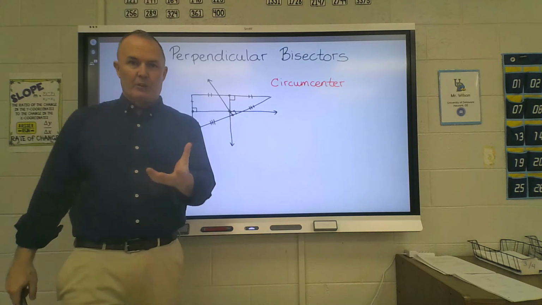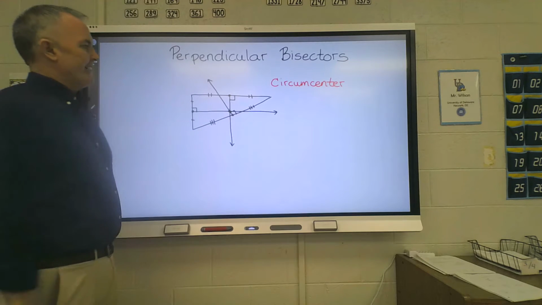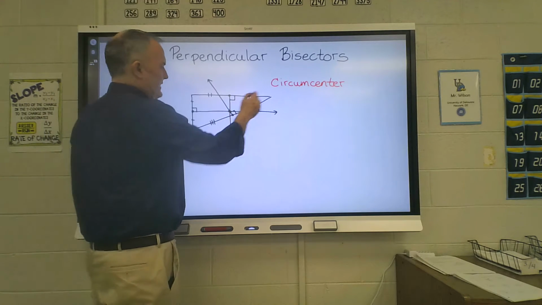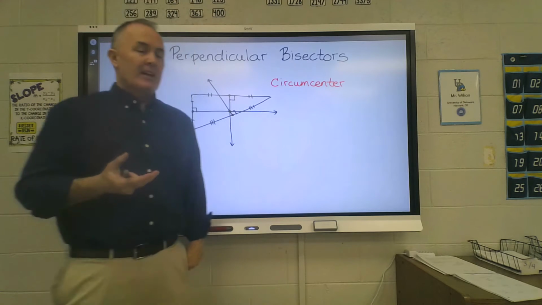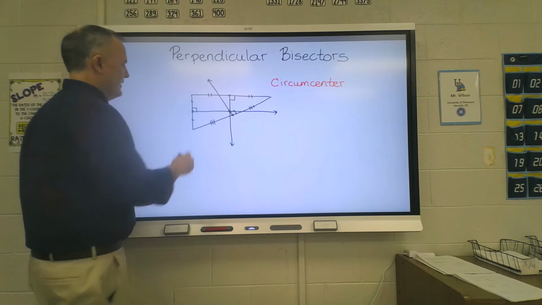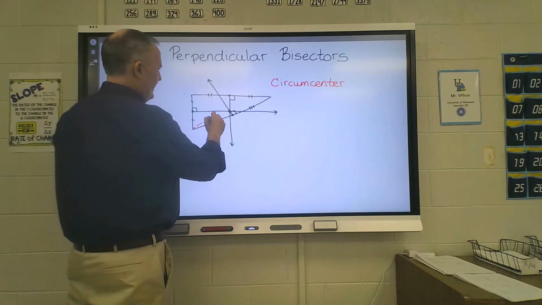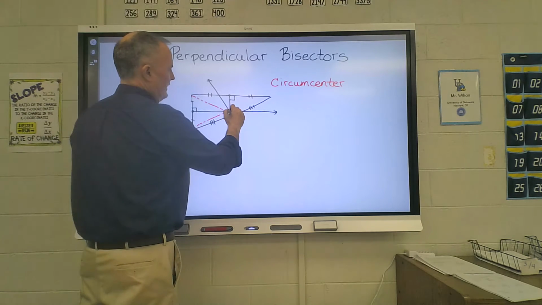Now, what's so special about the circumcenter or the point of concurrency? Well, this point of concurrency now, it's equal distance to all 3 corners or angles of the triangle. We call them vertices. Vertices is just plural for vertex. So if I was to draw a dotted line in here, a dotted line in here, and a dotted line up here.